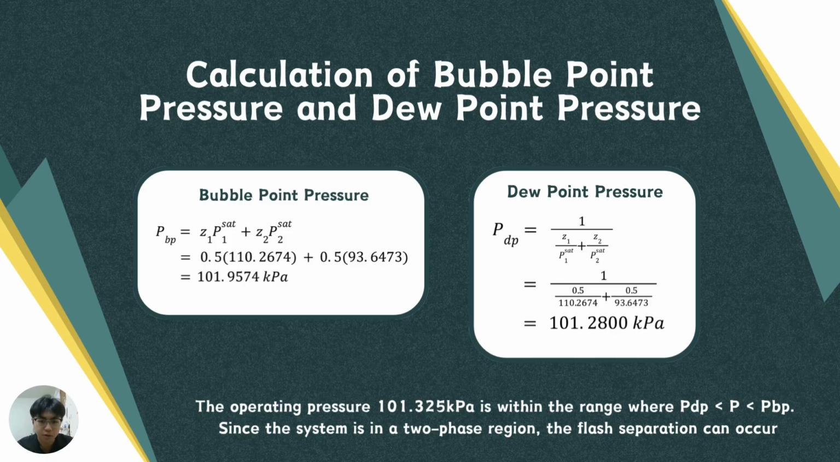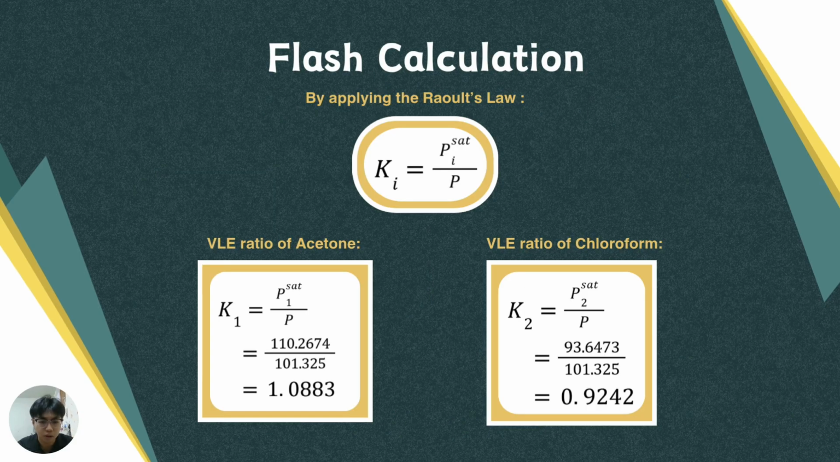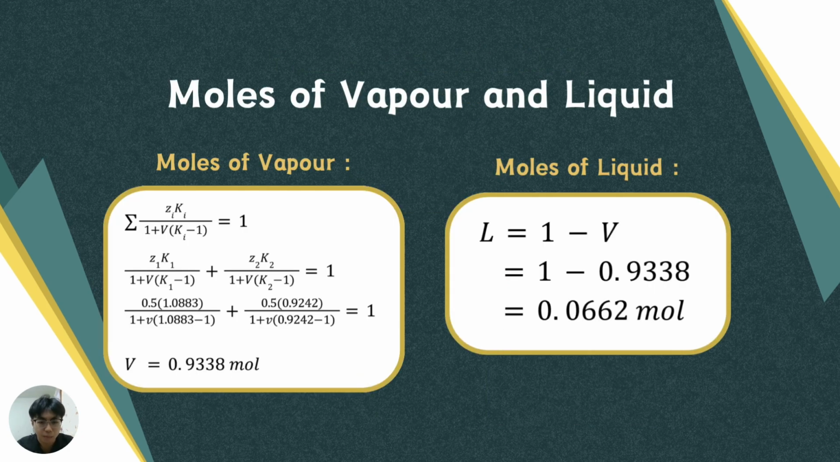The operating pressure 101.325 kilopascal falls directly between the dew point pressure and the bubble point pressure. Since the system is in a two-phase region, the flash separation can occur. Moving on to the flash calculation, we assume an ideal solution to determine our equilibrium constant K value. The K value acts as the distribution coefficient, calculated by dividing a component's vapor pressure by the total system pressure. This yields a K value of 1.0883 for the acetone and 0.9242 for the chloroform.